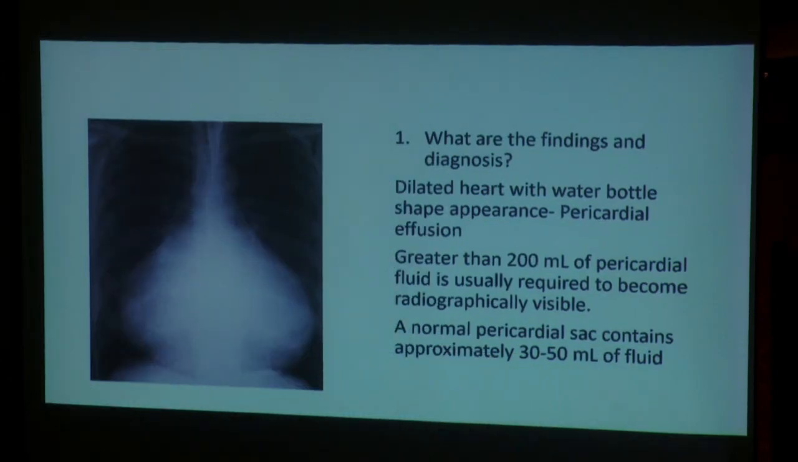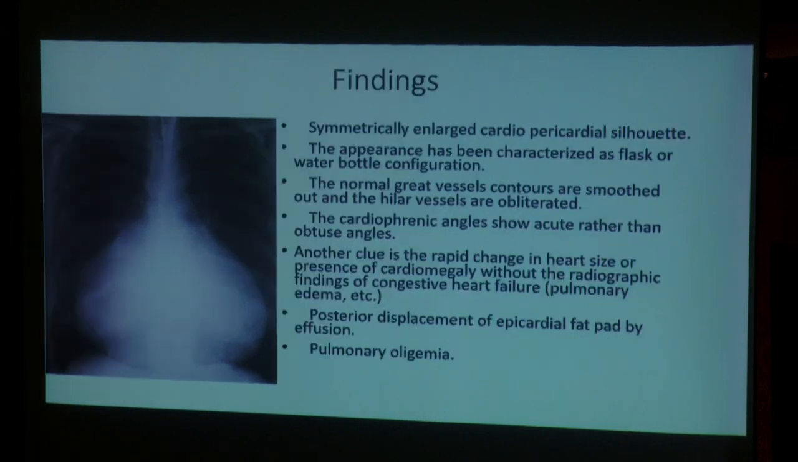Normally is there fluid in the pericardial sac? Yes, we have around 30 to 50 ml of fluid in the pericardial sac normally. At least 200 ml should be present in the pericardial sac for it to become radiographically visible. These are the classical findings of pericardial effusion: the enlarged heart with the flask or water bottle configuration.